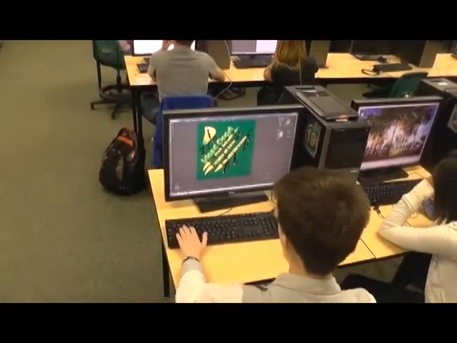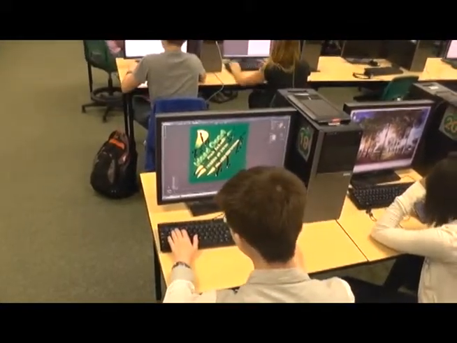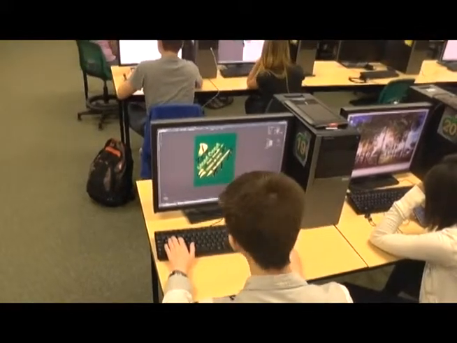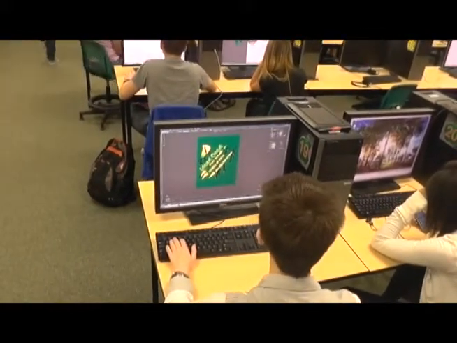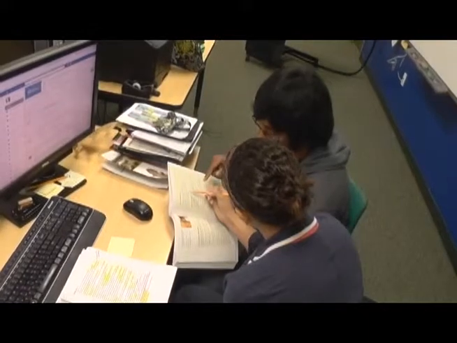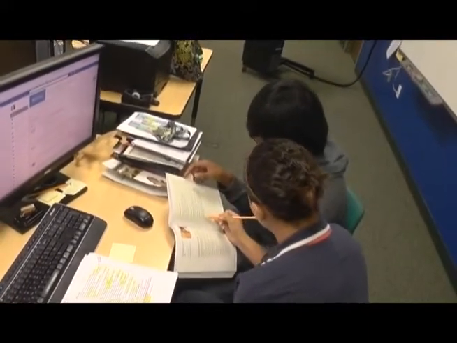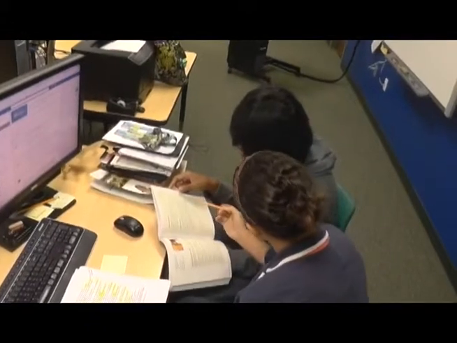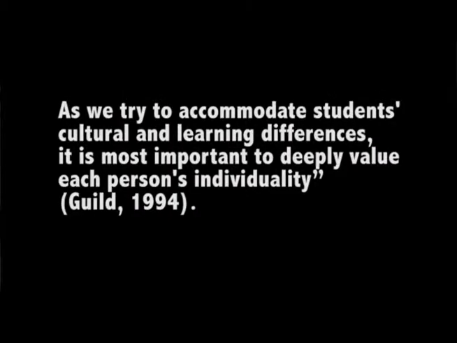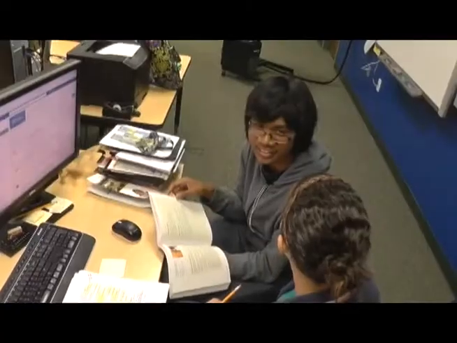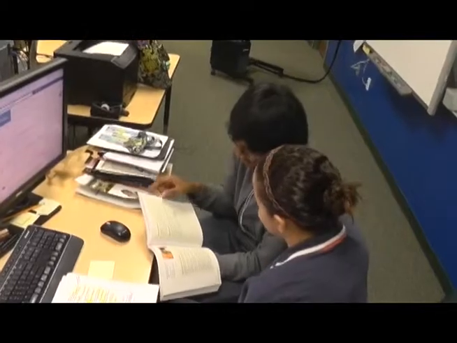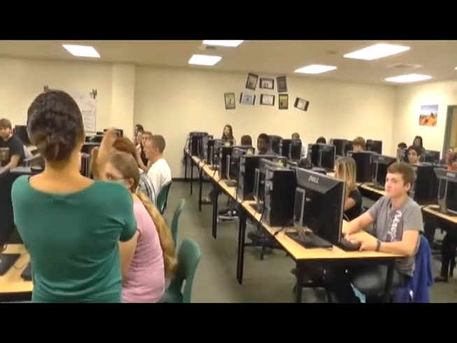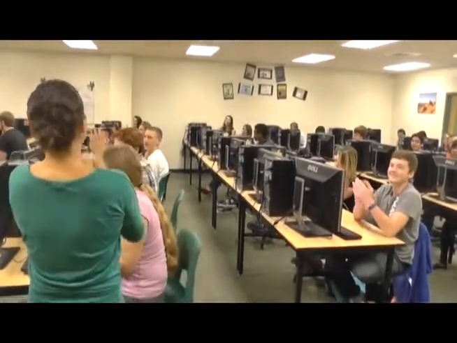So many awesome discussions have risen from these norms, and sometimes students just don't know how others were raised or what would offend another culture. I also meet one-on-one with students from diverse backgrounds to ensure that they are comfortable and or have any questions about the learning environment. As we try to accommodate students' culture and learning differences, it is most important to deeply value each person's individuality.